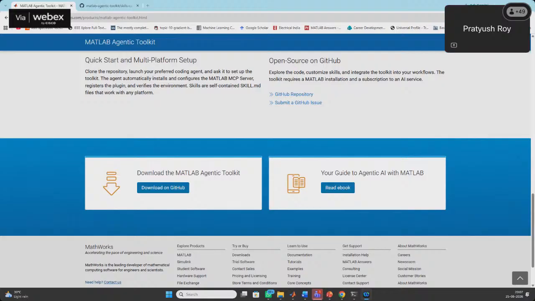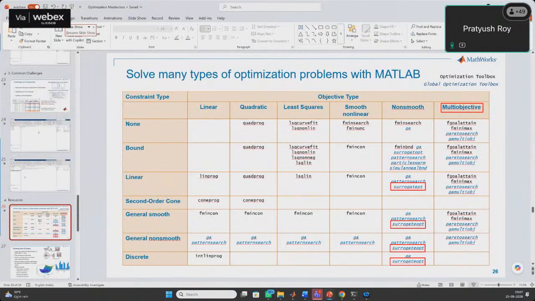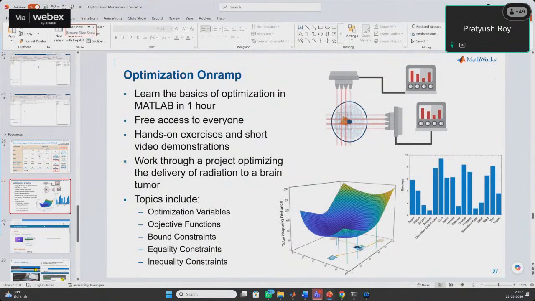So just a few final resources before we wrap up. There is this thing called optimization onramp. Okay, it's a free course. All you need is a MathWorks account to explore this, and it will take you through the basics of optimization in MATLAB in 1 hour only. So what I'll do is I'll just show you how this looks on the web page.